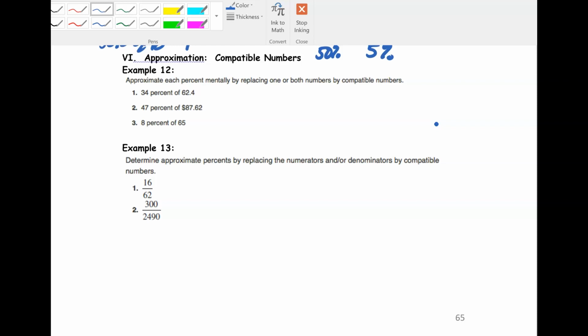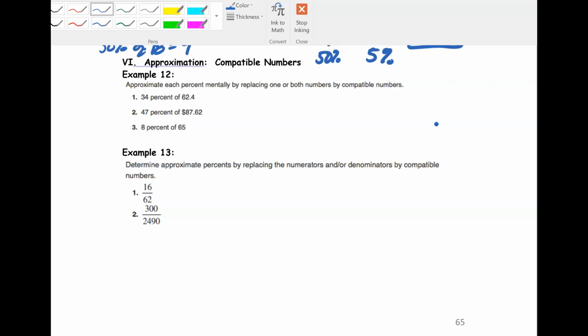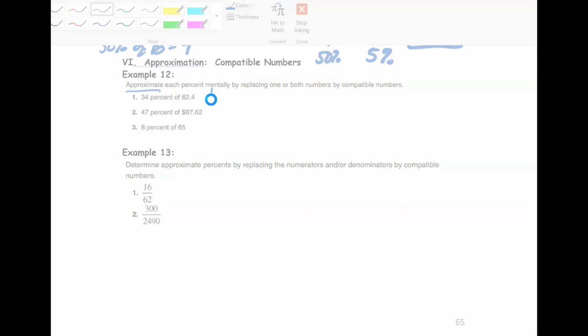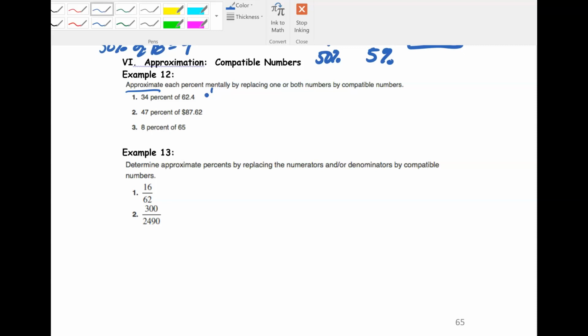And then this next part, this is approximation. Compatible numbers, approximate, so we're not getting exact answers: approximate each percent by replacing one or both numbers by compatible numbers. 34% of 62. There's not one right way to do this. The first thought that comes to my mind, 34% is really close to a third. So I'm going to write 1/3 times a number that would be easily divisible by 3. So 62 is really close to 60. 3 goes into 60 20 times. That seems to me like it would be a reasonable approximation.